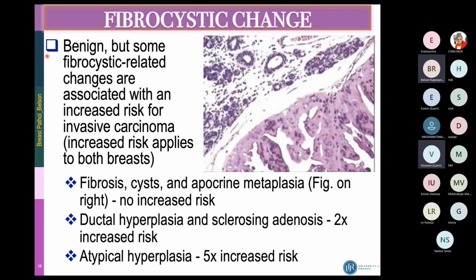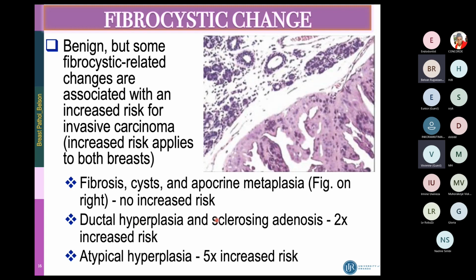So here it is histology. It is benign, but some fibrocystic related changes are associated with an increased risk of invasive carcinoma. So this is what I was explaining before. So we have ductal hyperplasia, atypical hyperplasia, if it is there. If we have fibrosis, cysts, and apocrine metaplasia, there is no increased risk to develop breast cancer.